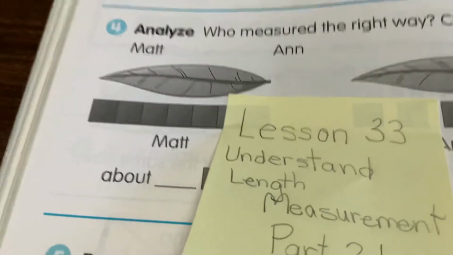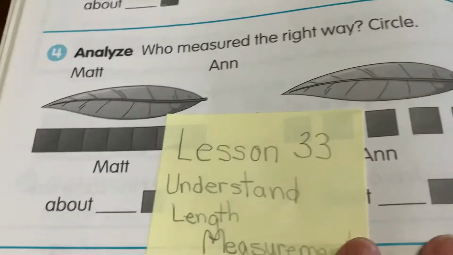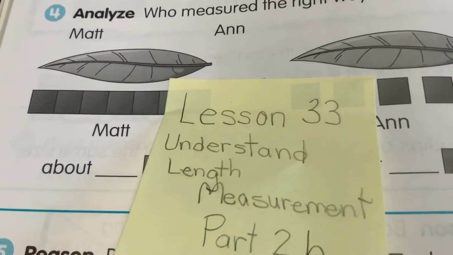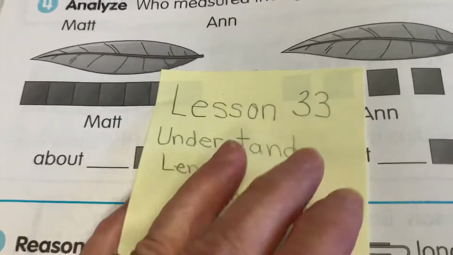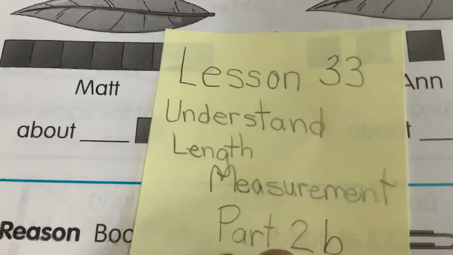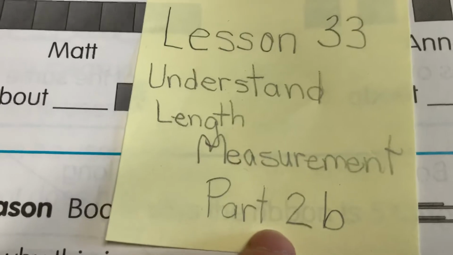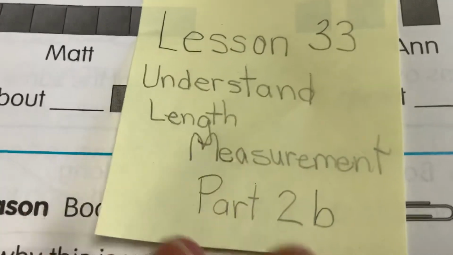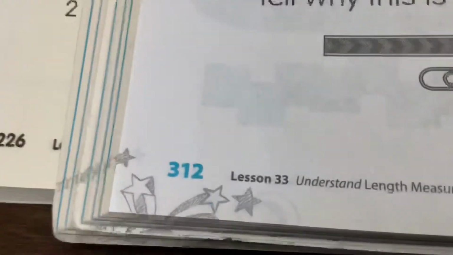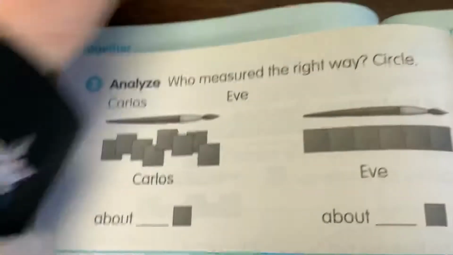Okay, I ran out of camera space or storage space for the last video, and so I cut it off before I finished. We were looking at lesson 33, understand length measurement, and so this is part 2B. I didn't realize we hadn't finished in the iReady book with the animals on page 312. We're just going to look at that page a minute.